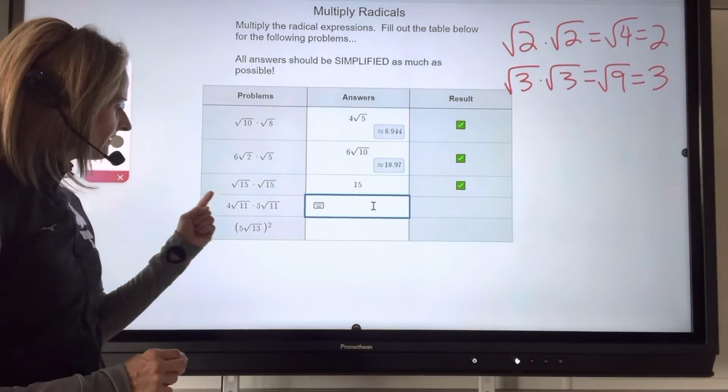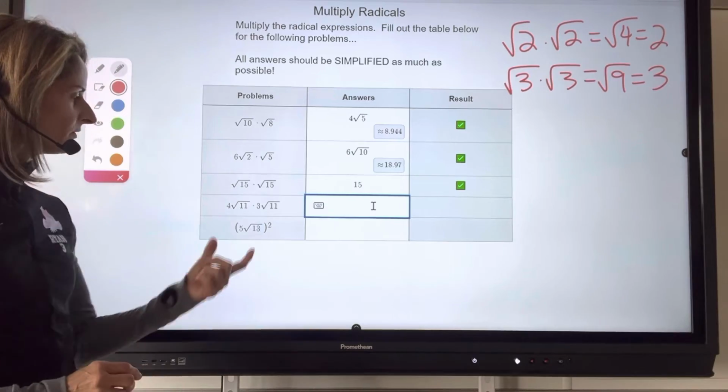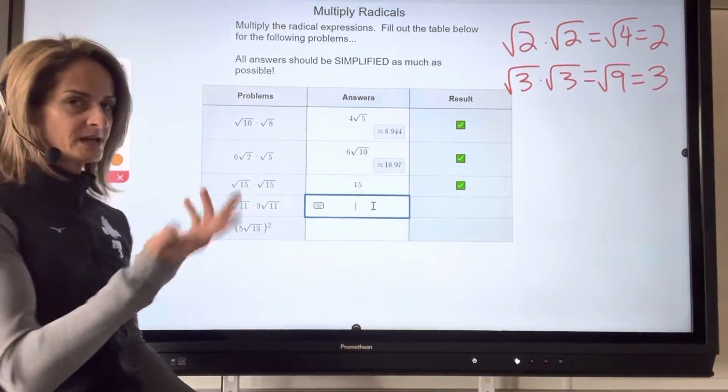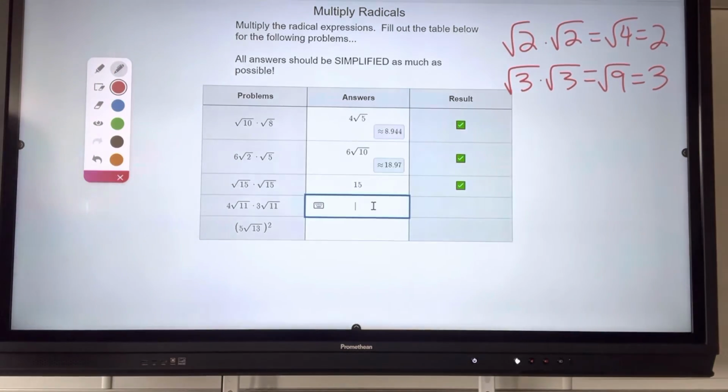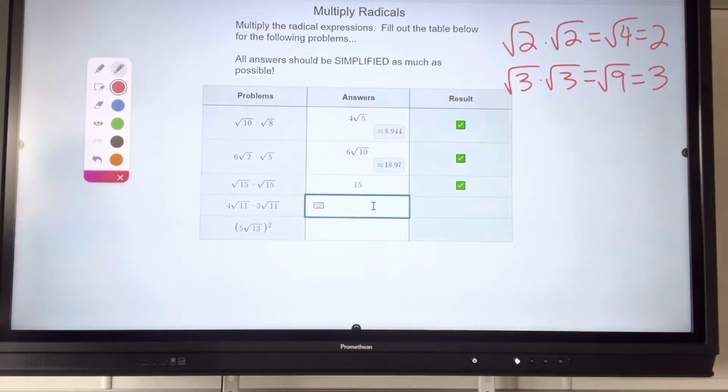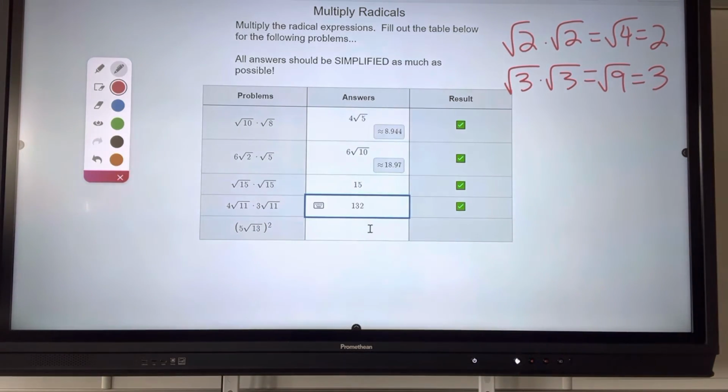Number 4, we've got 4 times 3, and then what's root 11 times root 11? 11. So that's just 4 times 3 times 11. What's that? 4 times 3 is 12, and 12 times 11 is on that multiplication sheet. What is that? 12 times 11. 132. All right, last one.